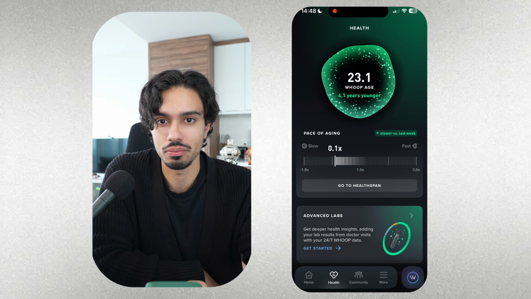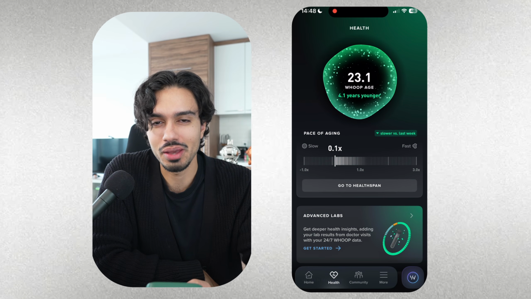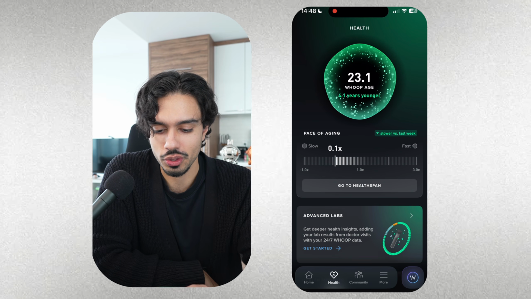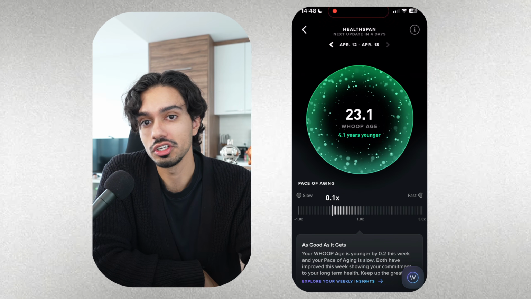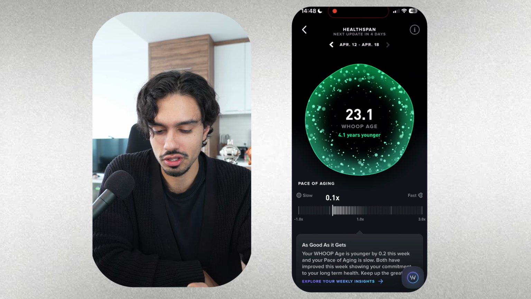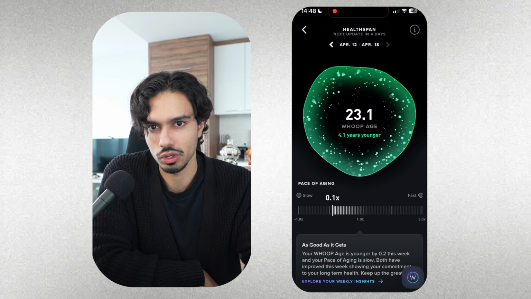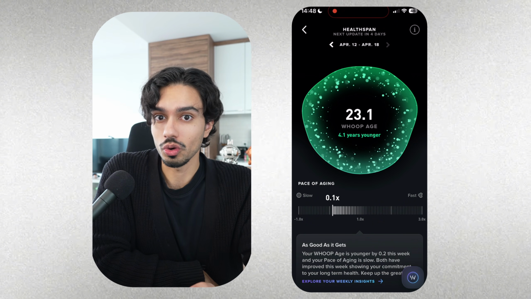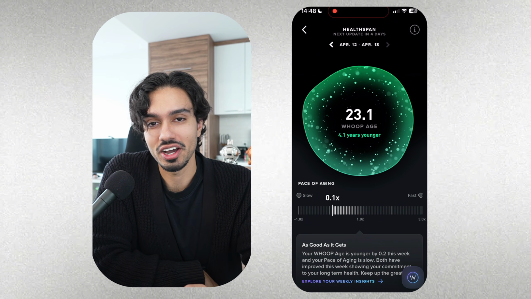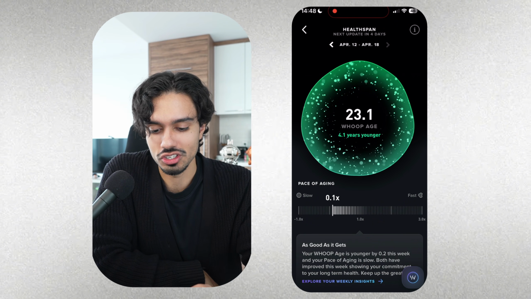So I really care about my Whoop age. It's kind of gamified health for me, and it just makes me want to strive towards getting a younger age. So right now it's telling me that I'm 4.1 years younger, which I'm very happy with, but I want to get that as low as possible. Right now I'm 27. It's telling me I'm 23. So I want to get that below 21, below 20 ideally. So that's why I'm optimizing for everything that goes into Whoop age.